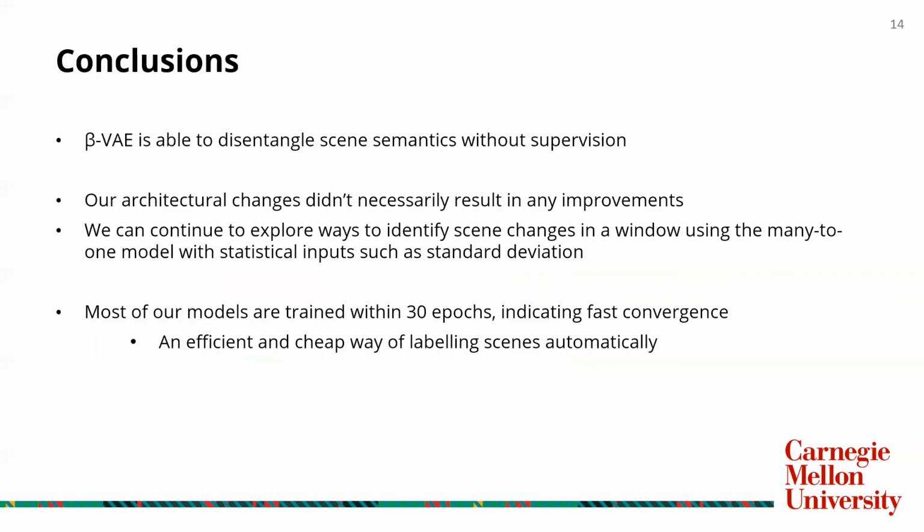In conclusion, β-VAE is able to disentangle scene semantics without supervision. However, our architectural changes didn't necessarily result in any improvements, but we will continue to explore ways to improve our model. Most of our models are trained within 30 epochs, indicating fast convergence. Therefore, our model is an efficient and cheap way of labeling things automatically.